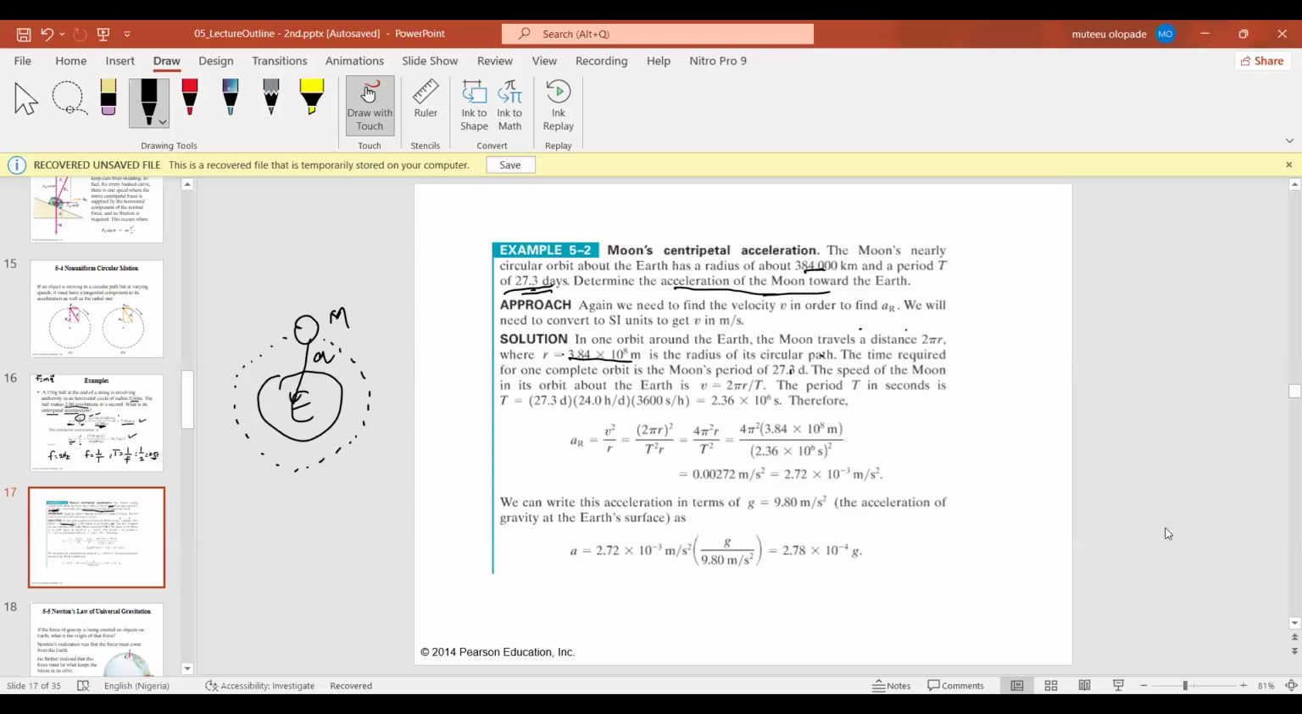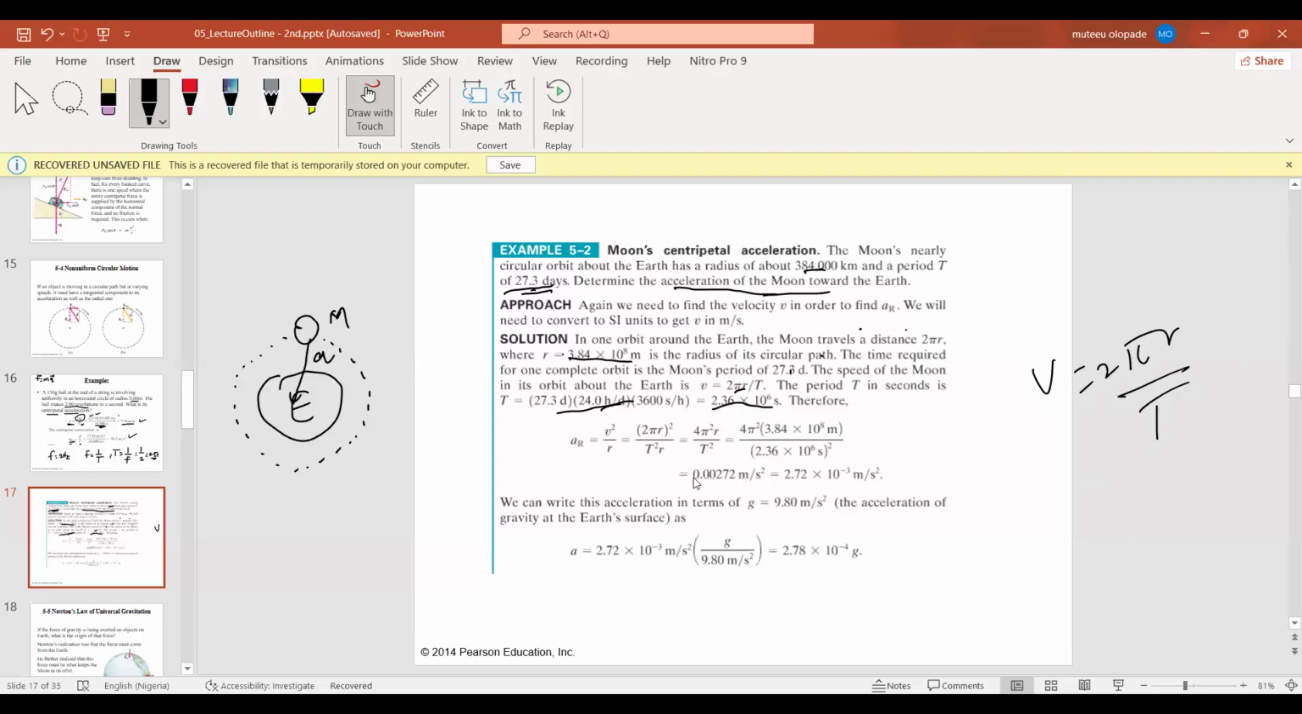So the speed of the moon in its orbit about the earth is still given as what we used earlier: v is equal to 2 pi r divided by t. From here, the period t in seconds is given as this, because it's in days, so we have to convert to seconds. And that is what had been done here, which gave us 2.36 times 10 to the power 6 seconds.